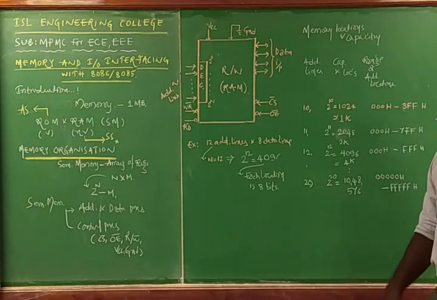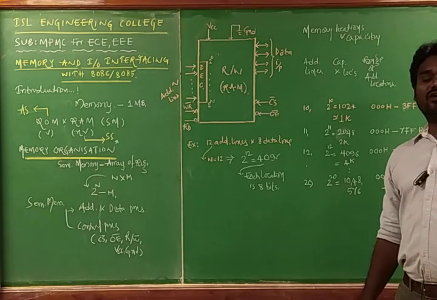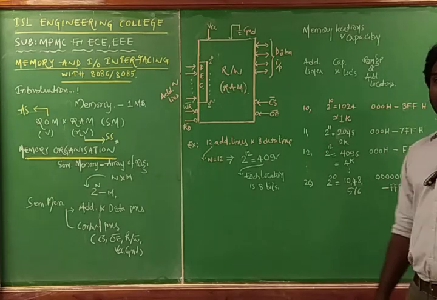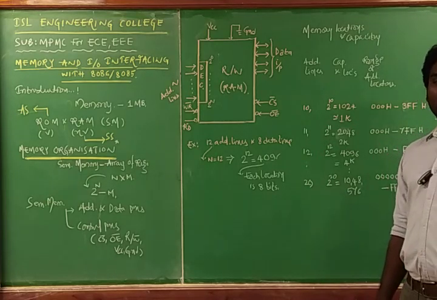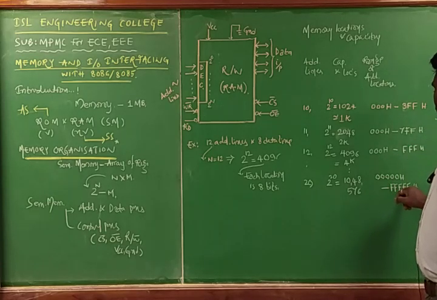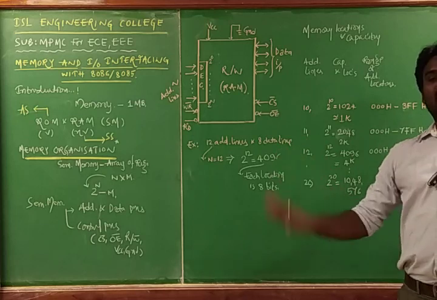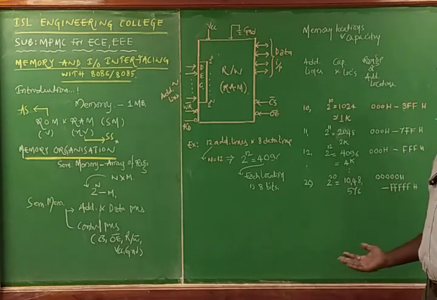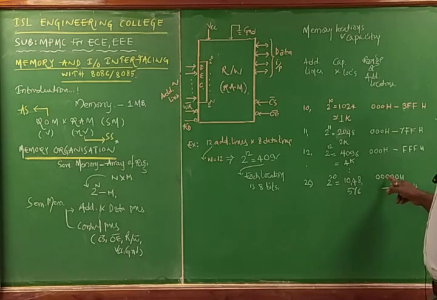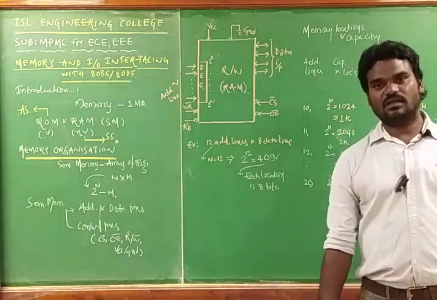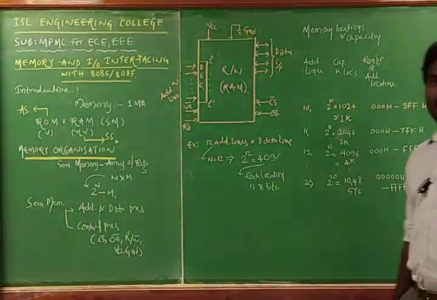Starting address of 1 megabyte is what? It is all 20 zeros. And the ending address of this particular 1 megabyte of memory is all Fs. That means from all zeros to all ones. In the hexadecimal number system, that is 00000 to FFFFF, 5 Fs. Likewise, you can have the memory organization.